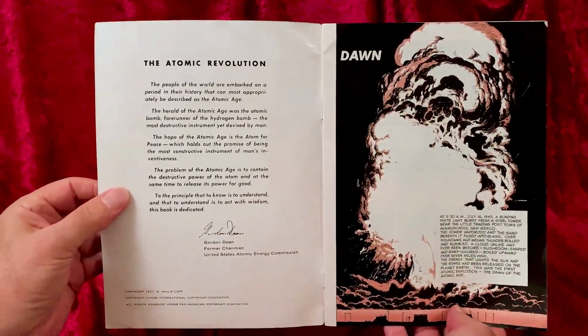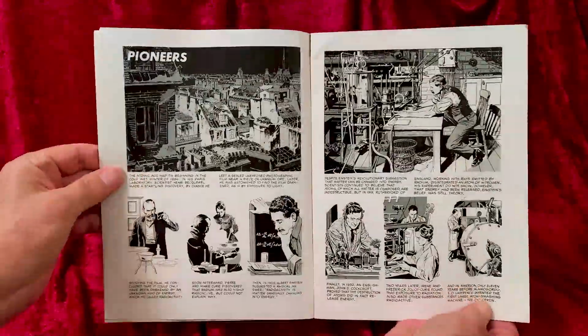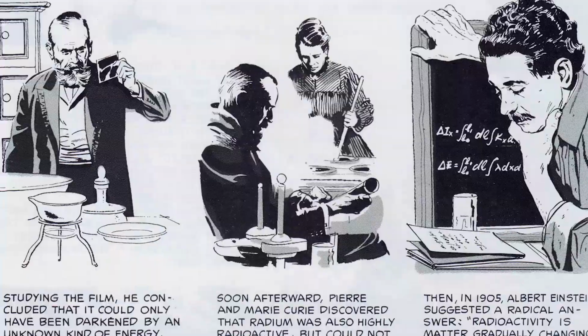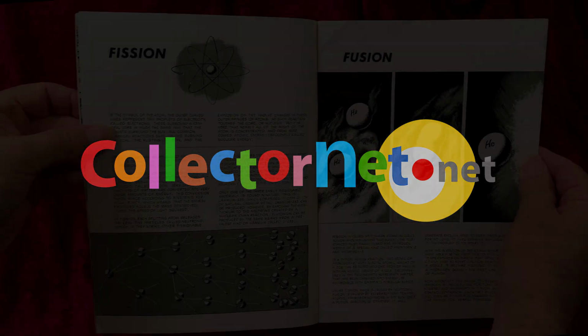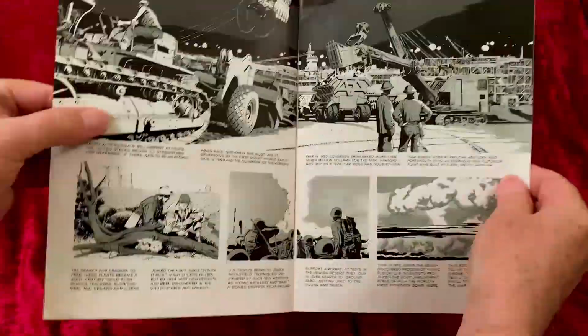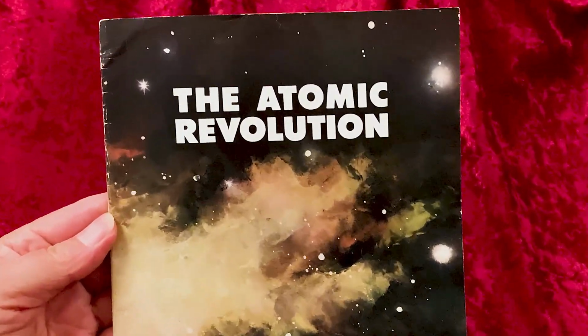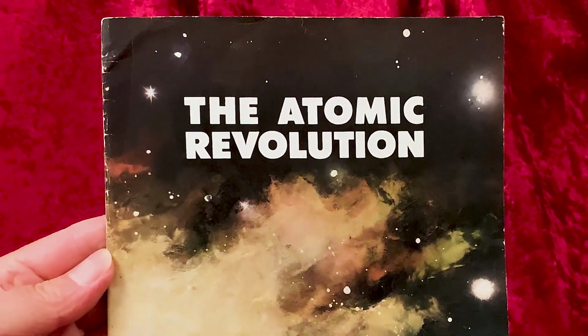In the Atomic Revolution Part 1, we learned about the pioneers of atomic research. Now let's get into the details of fission, fusion, and all the rest. We're reading a 1957 book called The Atomic Revolution.